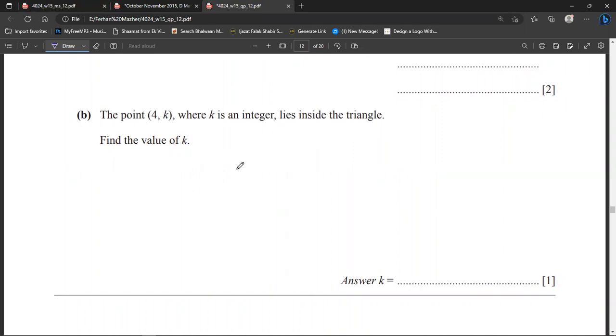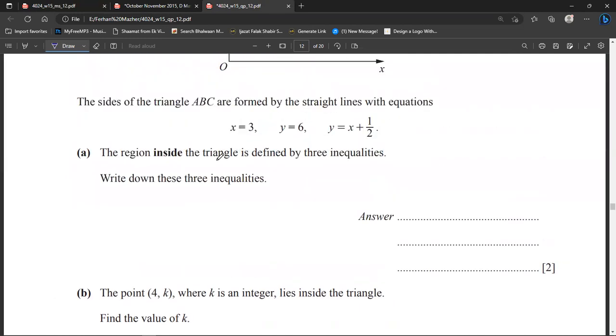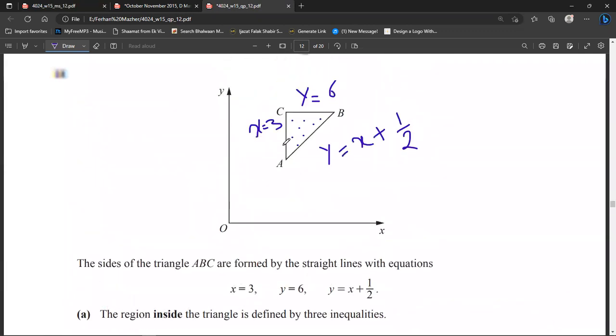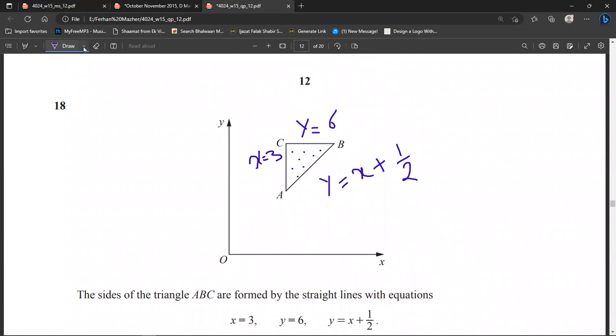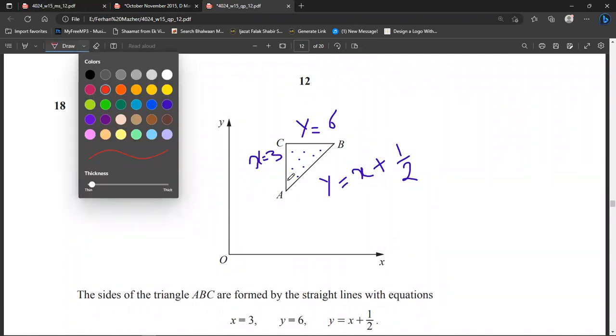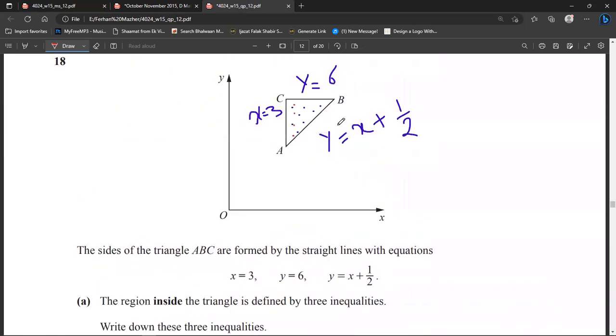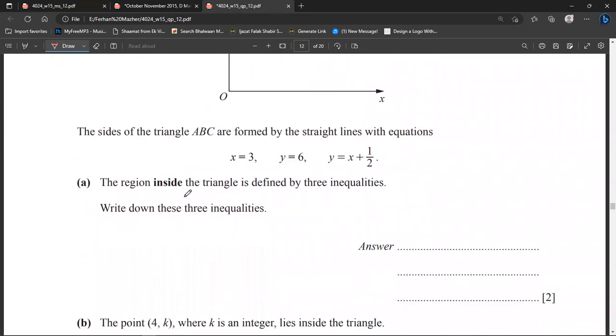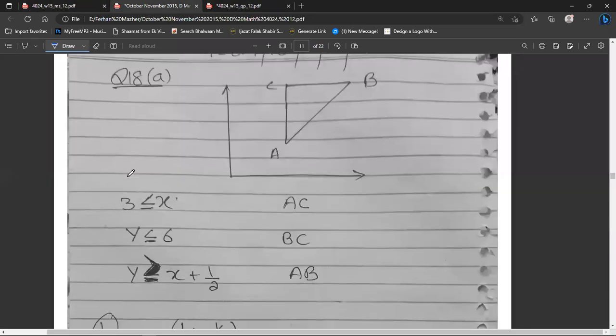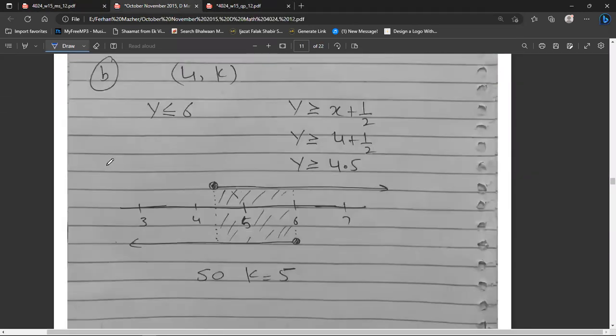The B part: the point 4 comma k, where k is an integer, lies inside the triangle. Find the value of k. So there is some point which is 4 comma k. That point will be here. All the points which have x as 4 are these points. So I can choose any one of them. The y value should be less than 6. So I will do hit and trial, and then I will check from the inequality whether it satisfies that inequality or not. So for example, 4 comma k.